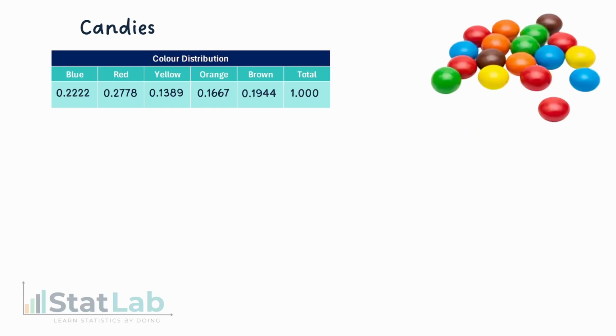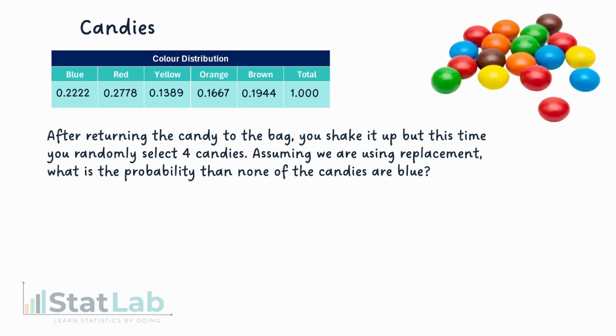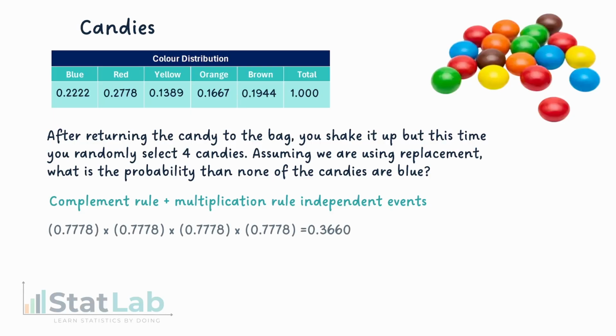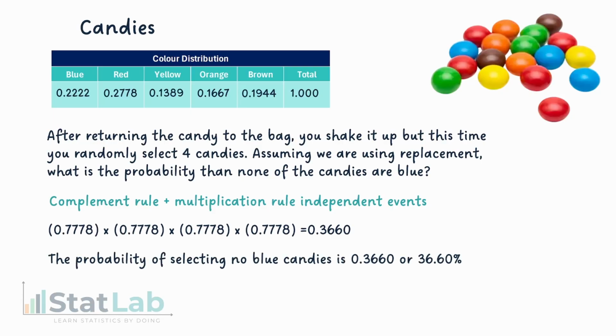We'll look at another example. Same thing, we're going to select 4 candies, but we're going to put each one back before we select the next one. This time I want to know what's the probability that none of the candies are blue. Okay, so this time we're going to use the complement rule and the multiplication rule. So first we'll do 1 minus 0.2222 to get 0.7778, and then we multiply that by itself 4 times. And we find that the probability of selecting no blue candies is 36.60%.